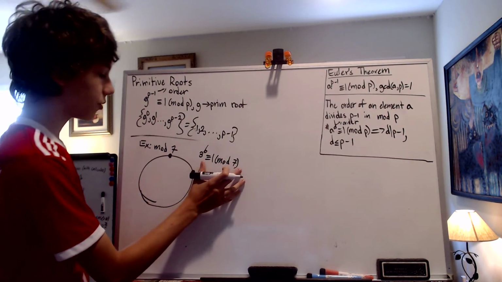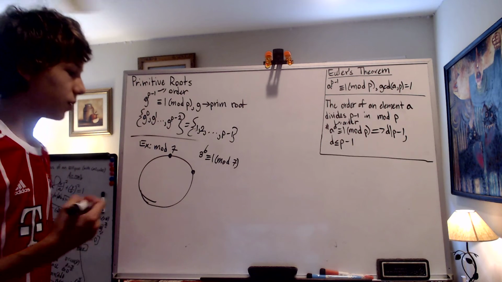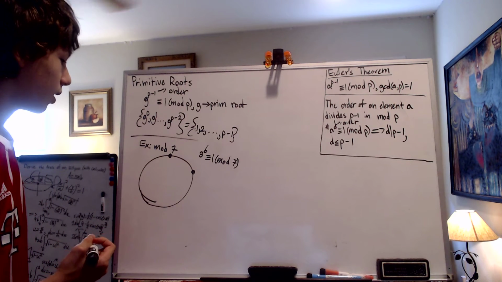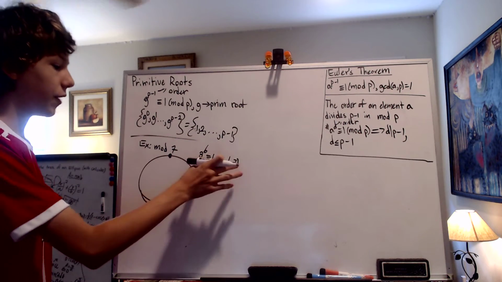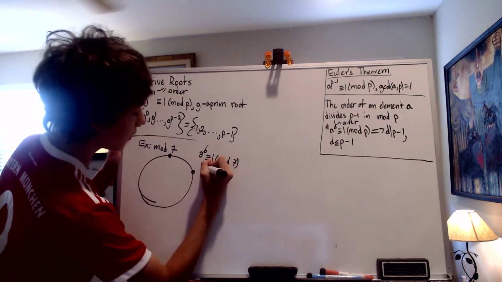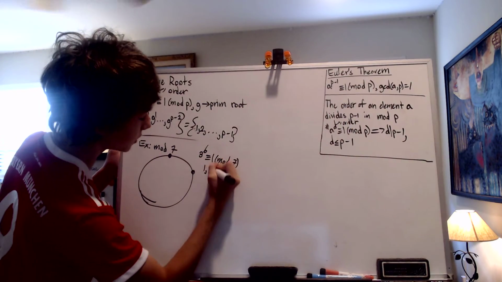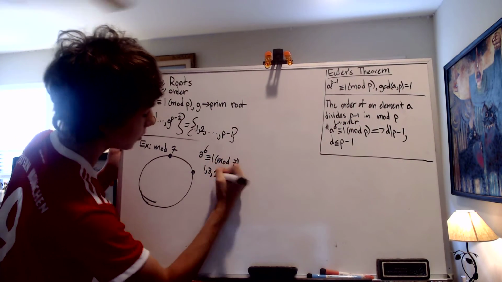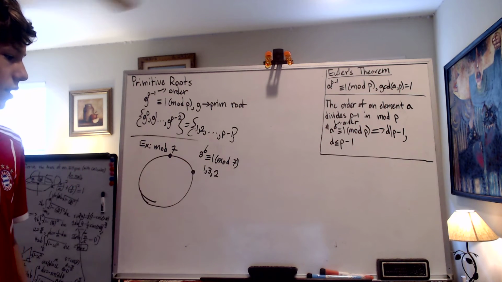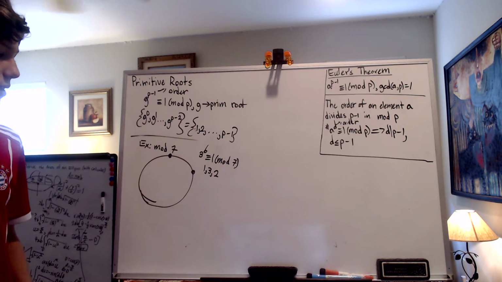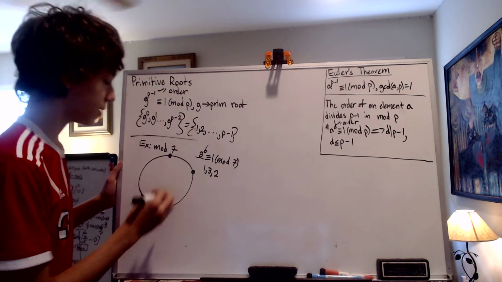Well, it clearly is by Euler's theorem. And you can check that there are no values less than that. The only things you have to check by this little tool here are 1, 3, and 2, and you can check that none of these are the order of 3 mod 7, and thus 3 is a primitive root mod 7.